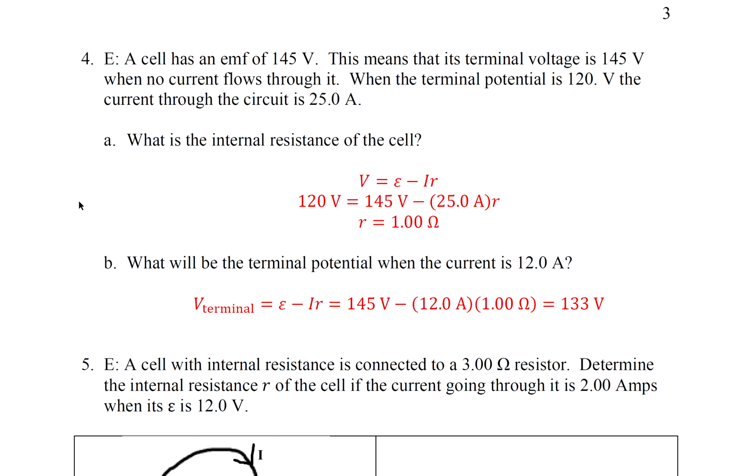Part B, what would be the terminal potential when the current is 12 amps? We use the same equation, we get 133 volts.